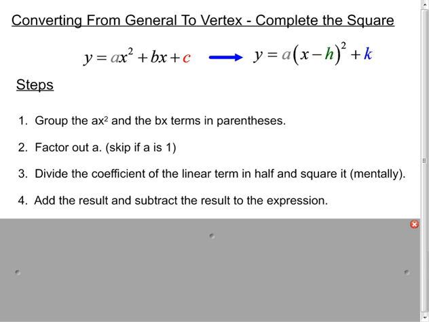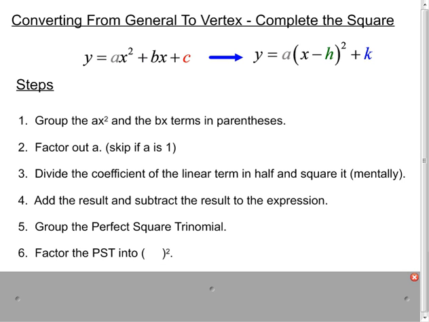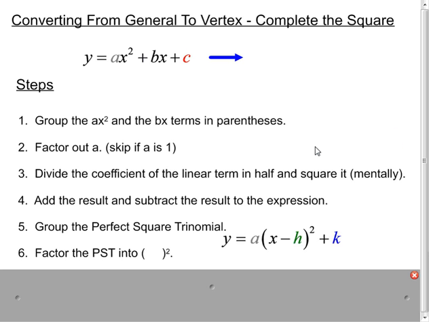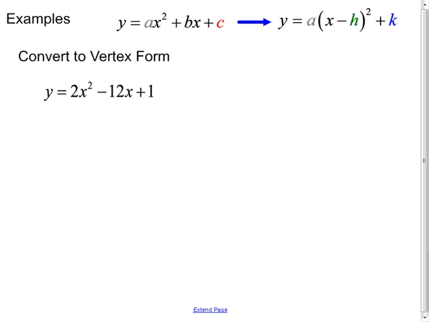You may have seen that before when we did ellipses and circles, when we completed the square there. So maybe that'll refresh your memory when we do it again here. And step 5 is group the perfect square trinomial, which is what you've created by steps 1 through 4. And then factor the perfect square trinomial into a quantity squared. And by then, you should really see this form of an equation take shape. So, let's move on to an example where we're going to convert to vertex form.